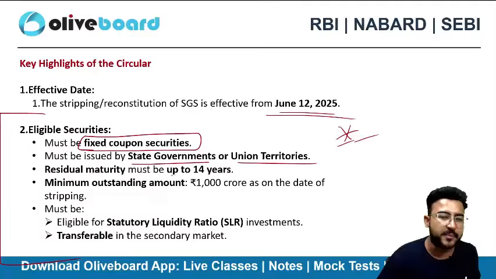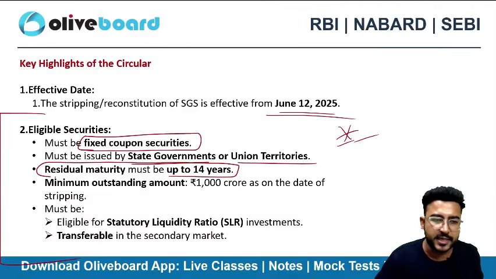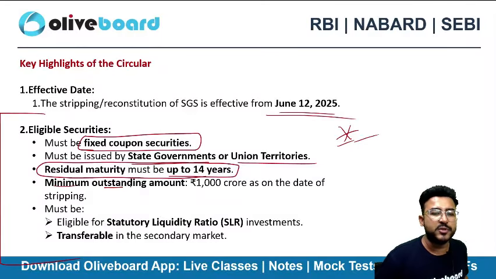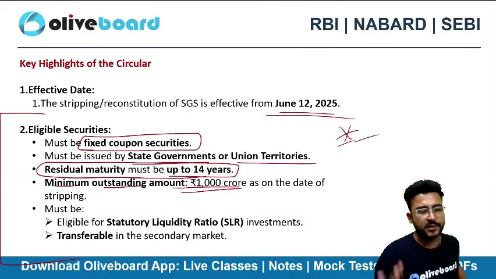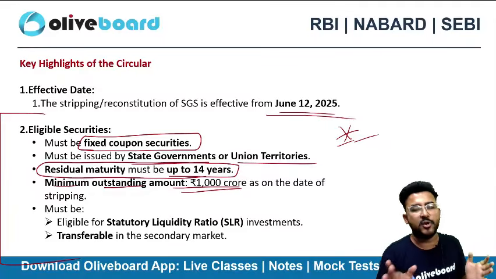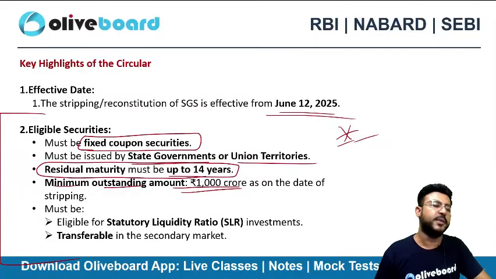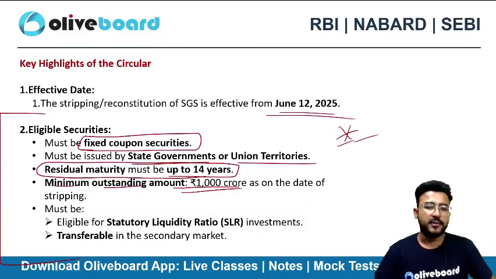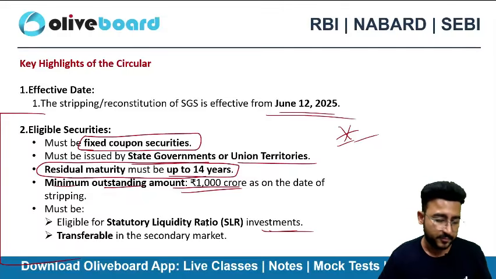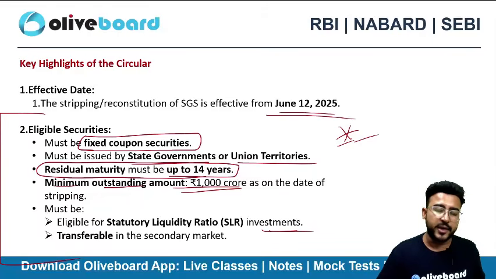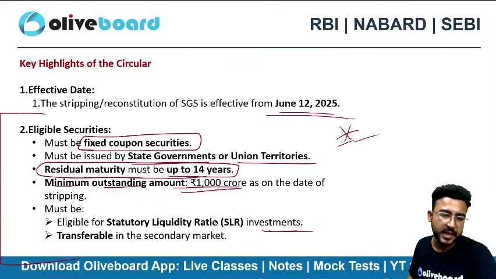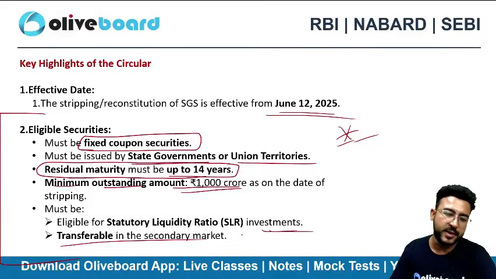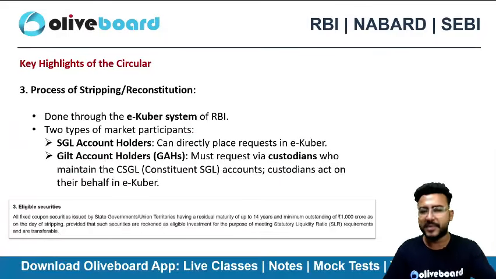Residual maturity must be up to 14 years. It should be there at least up to 14 years. Minimum outstanding amount 1000 crore. It should have a minimum outstanding amount of 1000 crore. I don't strip small securities. At least I need a 1000 crore minimum outstanding security, right? Must be SLR eligible. If a bank needs to invest in SLR security, it can do it by investing in my bond as well, in my stripping instrument as well. It must be eligible for the SLR as well. It must be transferable in the secondary market as well. So these are the basic conditions basically.